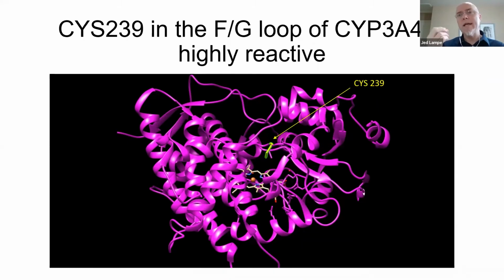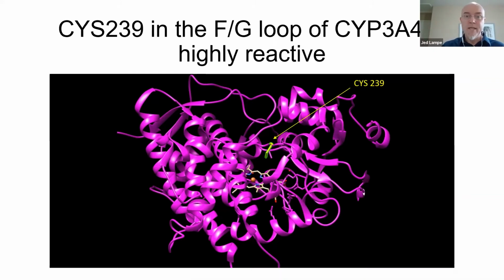So it's almost like it's a sensor there, so that when you have these reactive metabolites being produced, they adduct that sensor, it inactivates the enzyme, so you're limiting the amount of reactive metabolite formation, toxic reactive metabolite formation that can occur over time.